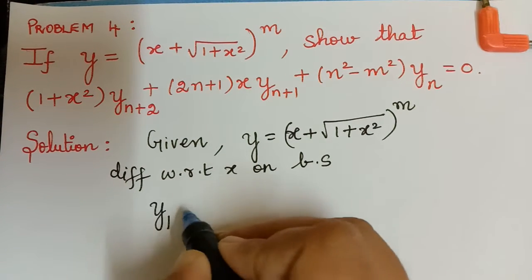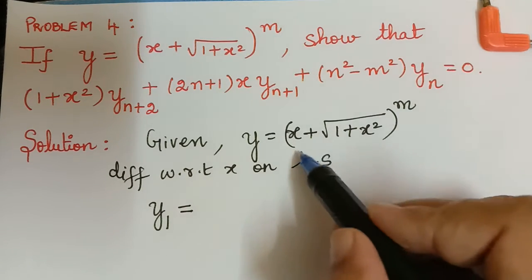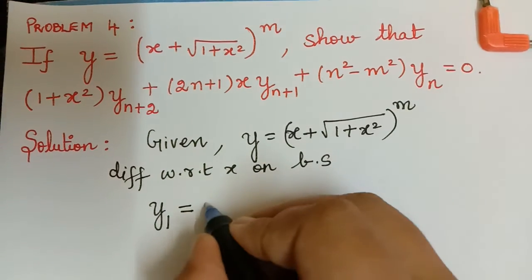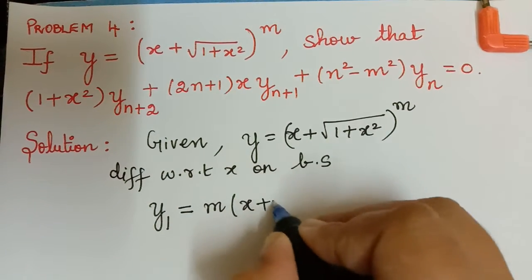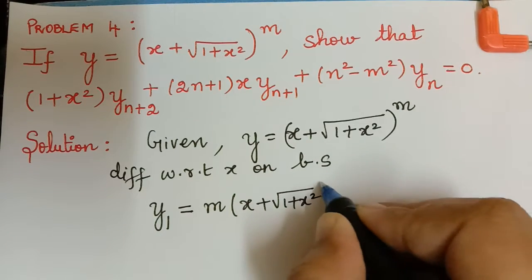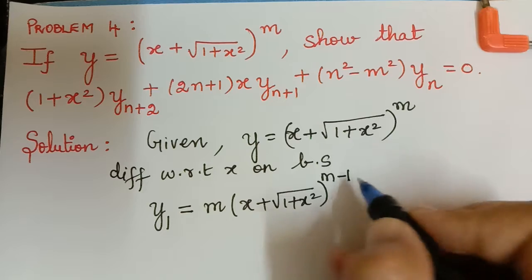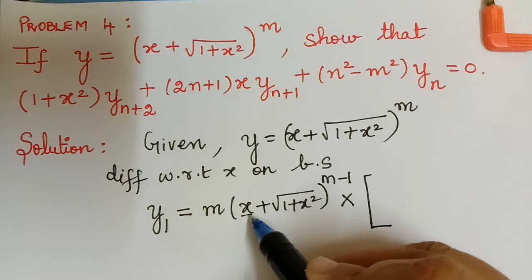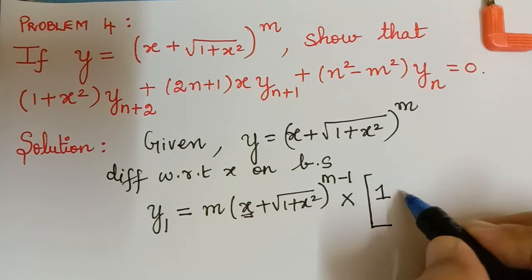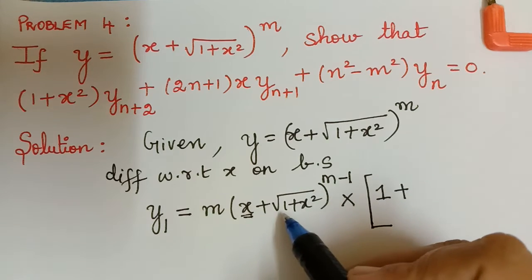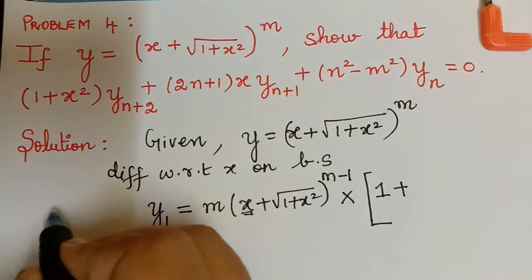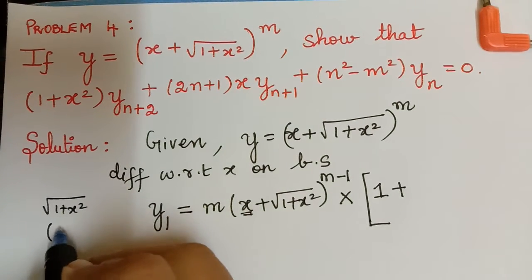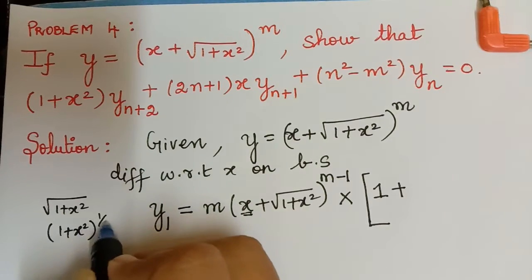So y1 is equal to, now we have to differentiate this whole term with respect to x. So it will be m multiplied with (x plus square root of 1 plus x squared) the whole power m minus 1 multiplied with, we have to do the chain rule here. The differentiation of x is 1 plus, now we have to differentiate square root of 1 plus x squared. That is, square root of 1 plus x squared can actually be written as (1 plus x squared) the whole power 1 by 2.